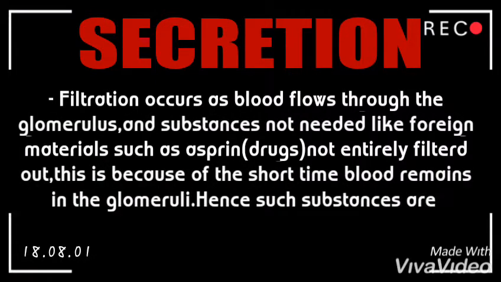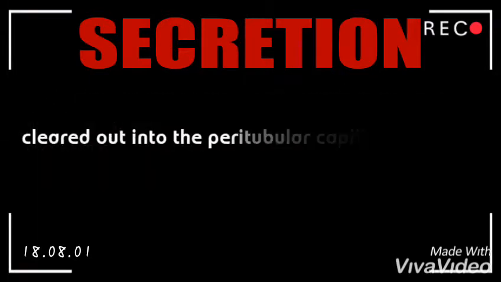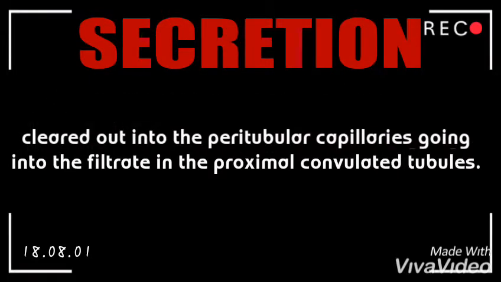The last step is the secretion. Filtration occurs as blood flows through the glomerulus, and substances not needed, like foreign materials such as aspirin, are not entirely filtered out. This is because of the short time the blood remains in the glomerulus. Hence, such substances are cleared out into the peritubular capillaries, going into the filtrate in the proximal convoluted tubules.